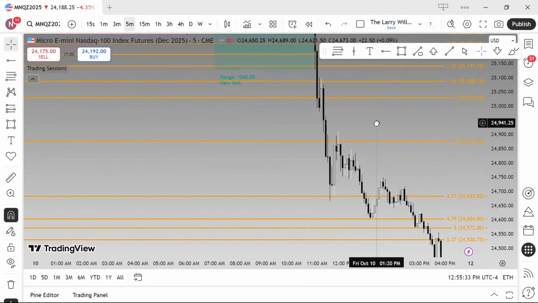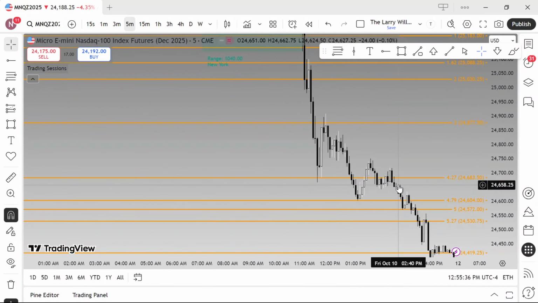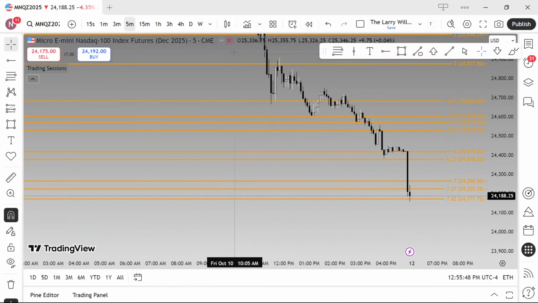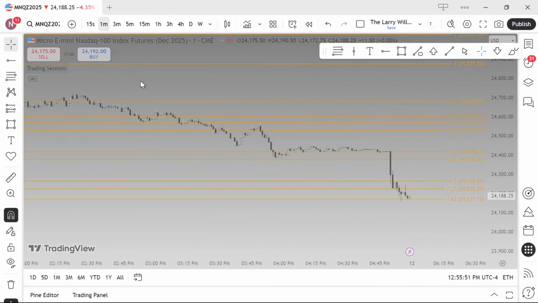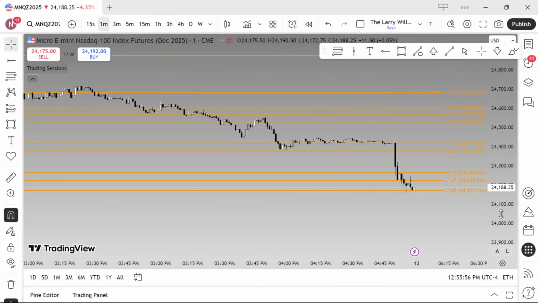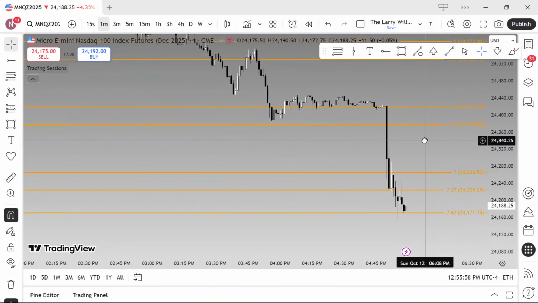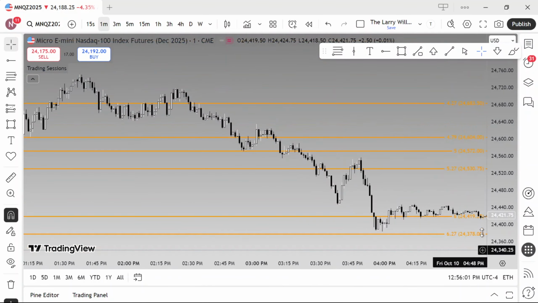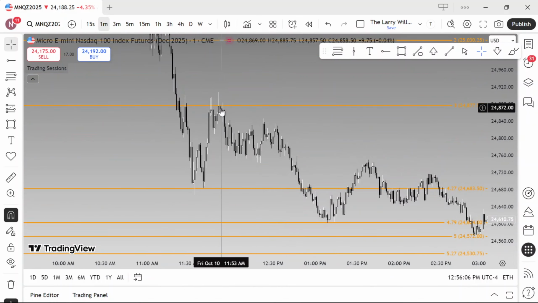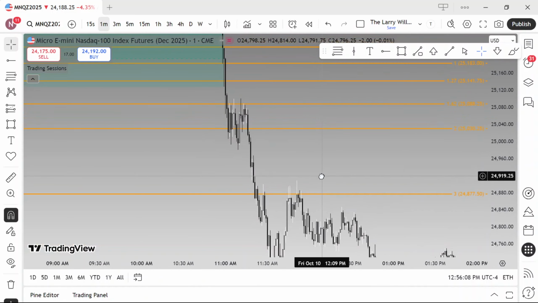And you can see how the CBDR levels were used, kind of like a ping pong board. Bounced off of it, pushed off of it, bounced off, push off, bounce off, push off. So it just keeps playing around. And going to the 1 minute, you can see how cleanly CBDR was used. Get that, where it closed at. And get that swing low. Look at the way it used this with the bodies.